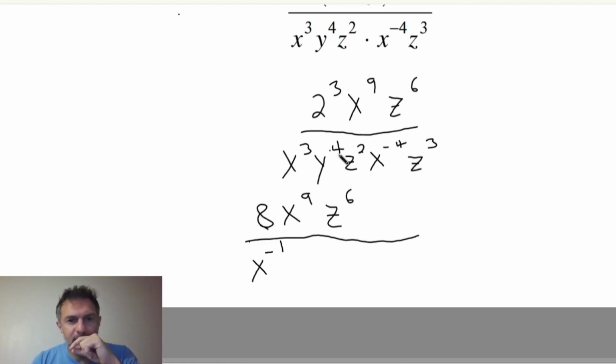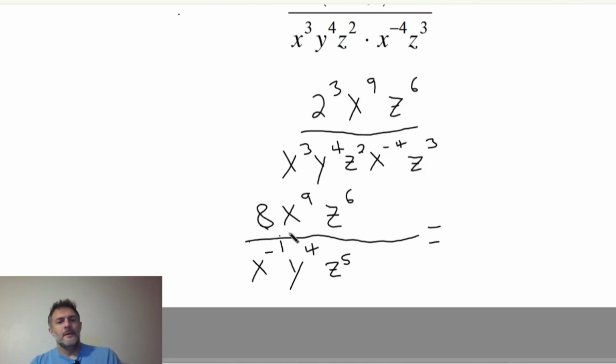Look at my y's. Are there any other y's below? Nope. I'm just going to keep it as is. And what about my z's? I have z to the 2nd and z to the 3rd. Well, that ends up being z to the 5th. Now I can start subtracting, okay? So I'm going to go left to right here, since I've run out of space on the bottom.